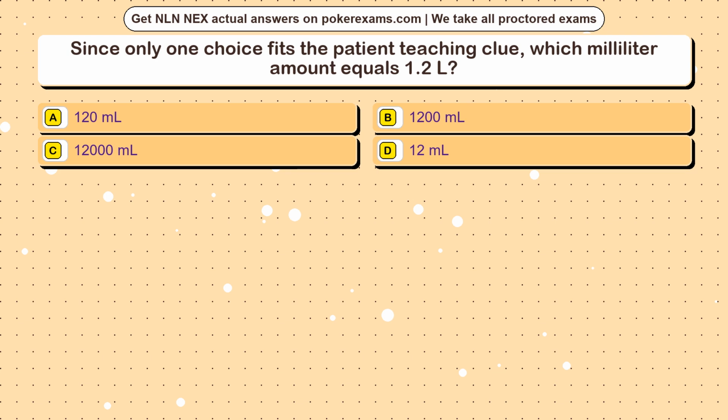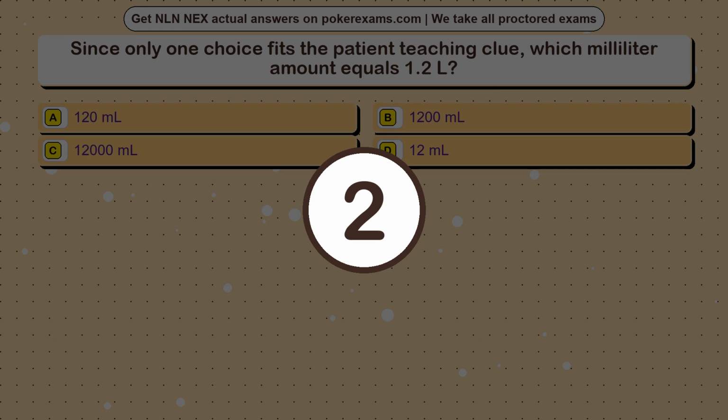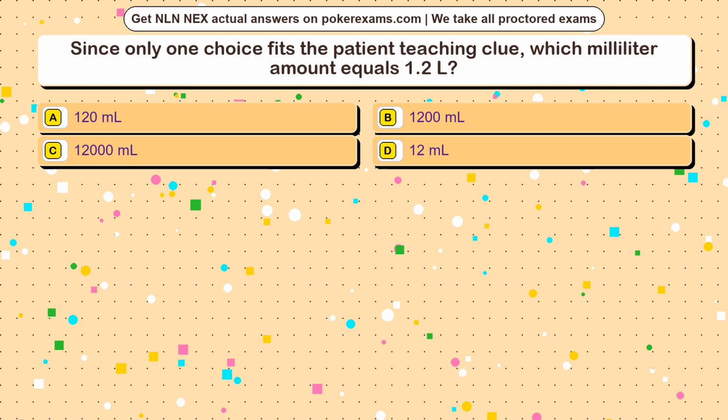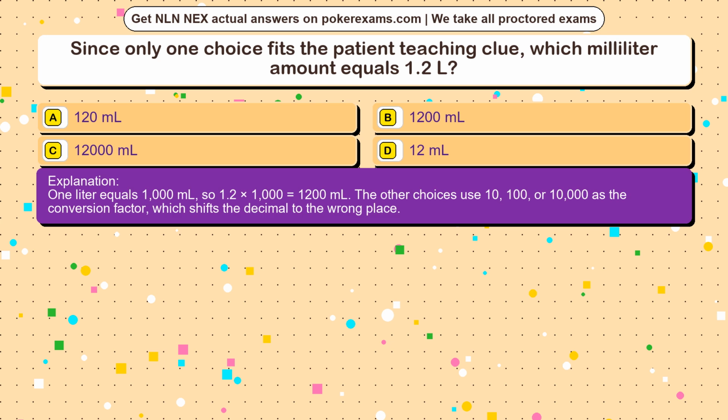Question 21. Since only one choice fits the patient teaching clue, which milliliter amount equals 1.2 L? Option A, 120 ml. Option B, 1,200 ml. Option C, 12,000 ml. Option D, 12 ml. The correct answer is option. 1 liter equals 1,000 ml, so 1.2 times 1,000 equals 1,200 ml. The other choices use 10, 100, or 10,000 as the conversion factor, which shifts the decimal to the wrong place.